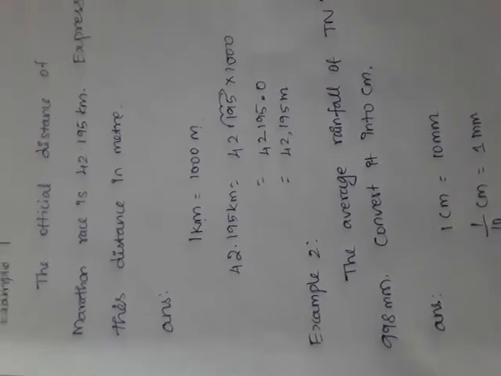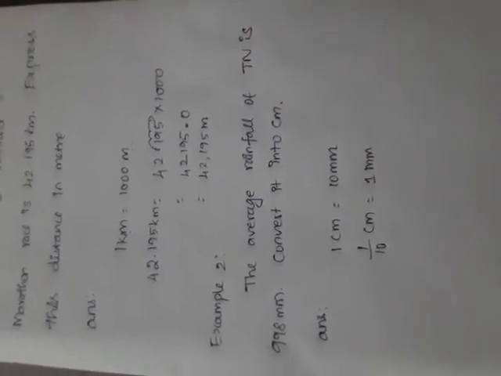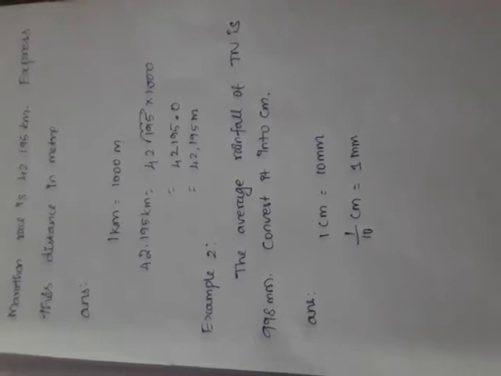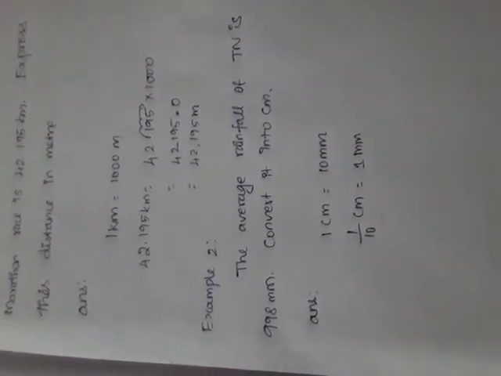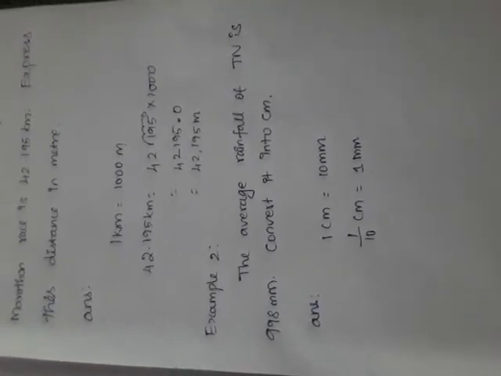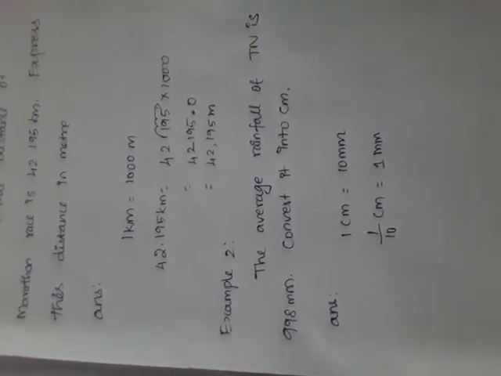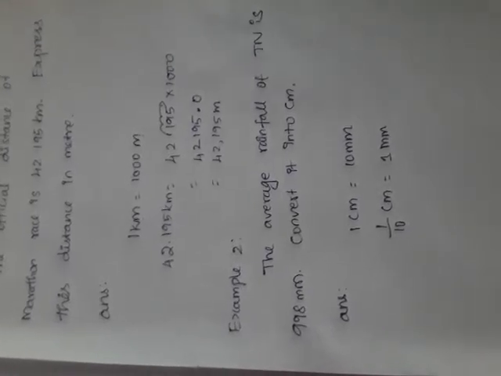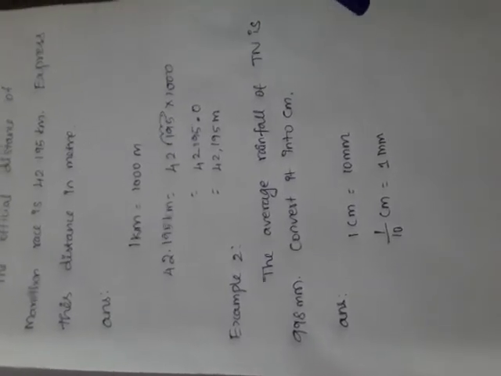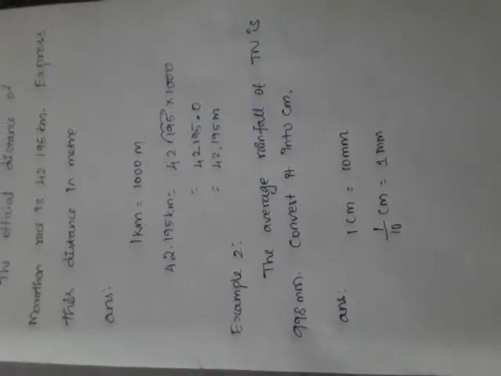Okay, I will show one more example, then you will easily understand. The average rainfall of Tamil Nadu is 998 millimeter. Convert it into centimeter. What are the two units given? Millimeter and centimeter. Which is bigger? Centimeter is bigger, millimeter is smaller. So here the smaller is given. If smaller is given, what do you have to do? Do the division. This is the shortcut.